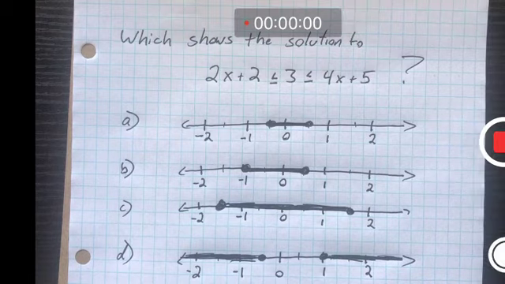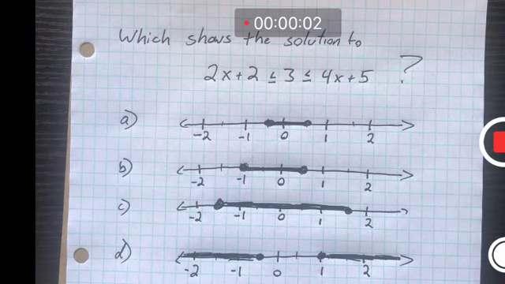All right, guys. So what is the solution to 2x plus 2 is less than or equal to 3, which is less than or equal to 4x plus 5? Which number line represents the solution to that? Let's go.